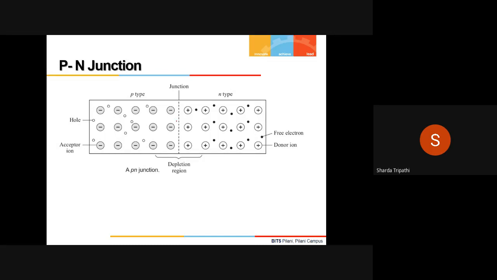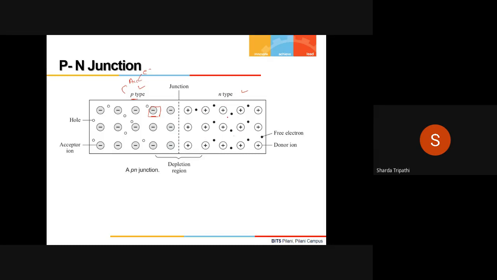So what happens? In the PN junction, we have actually brought together a P-type semiconductor and an N-type semiconductor. So what is the P-type semiconductor crystal like? P-type semiconductors are formed because of acceptor type of impurities, which have accepted an electron. So they carry a negative charge. So these are negatively charged ions, which are formed because of adding of acceptor type impurities. And then there are free holes.